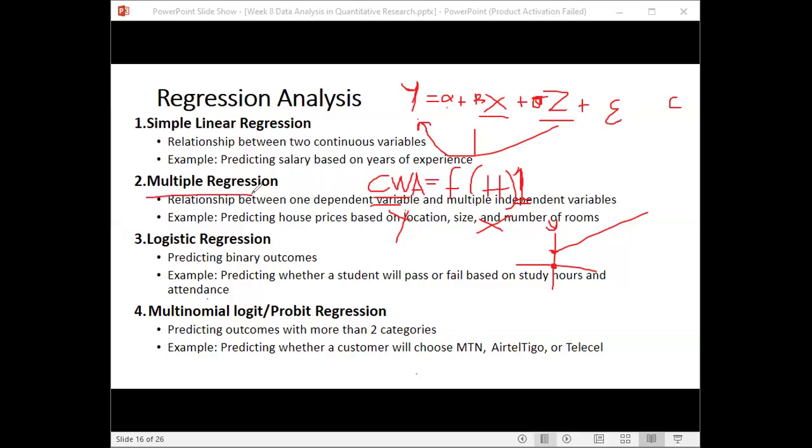So simple linear regression is just one variable. Multiple regression is talking about multiple variables. Okay, that is the meaning.